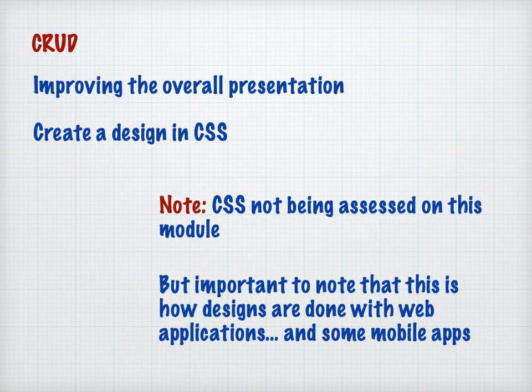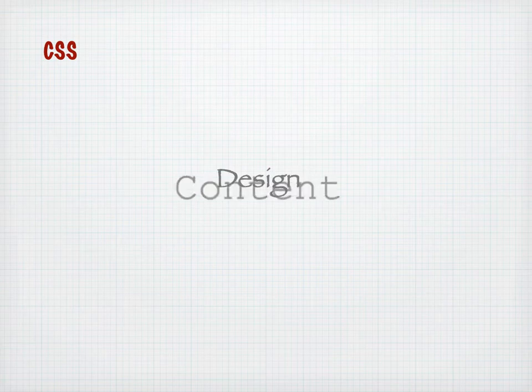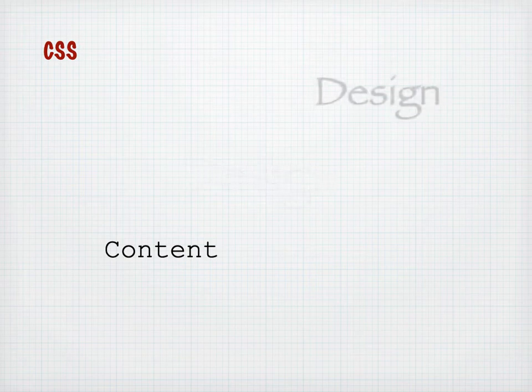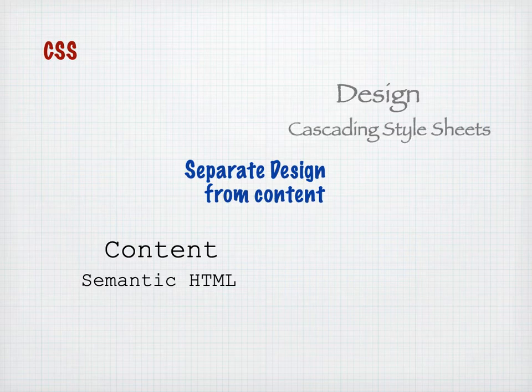Now I'm just going to show you some CSS designs here. It is important to note that CSS isn't being evaluated or assessed on this particular module, but it's important that you understand how CSS is used in modern web applications. And the concept here is that rather than munging both the design and the content together, we'll extract both the content and the design separately into two different documents. The content is going to be semantic HTML, our PHP application. Design is done using cascading style sheets.